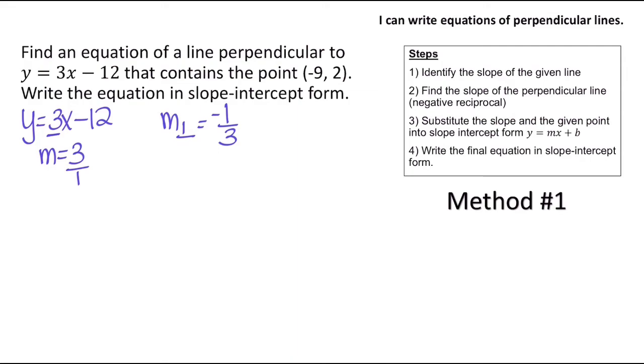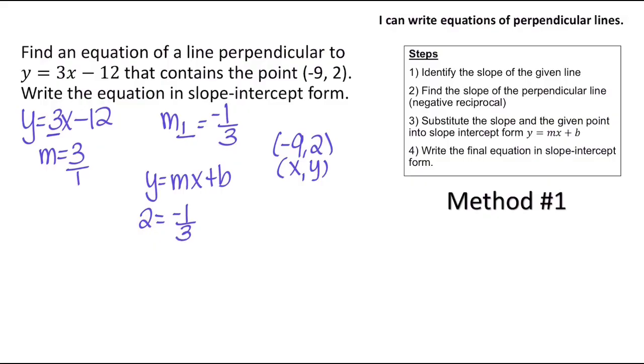I'm going to go now to slope-intercept form because I'm doing method 1. So I have -9, 2, which tells me an x and y value. And so I have y equals mx plus b. So I have 2 equals -1/3 times -9 plus b. So now when we simplify this, we get 2 equals -1/3 times -9. So that's a 9 over 1. So 3 and 9 will reduce, leaving me with just 3. So I have -1 times -3, which is +3, plus b.